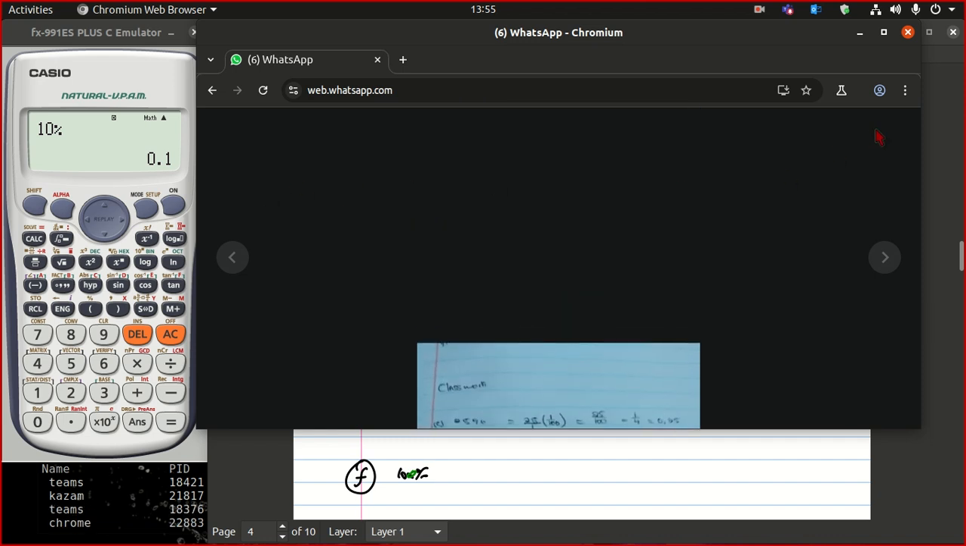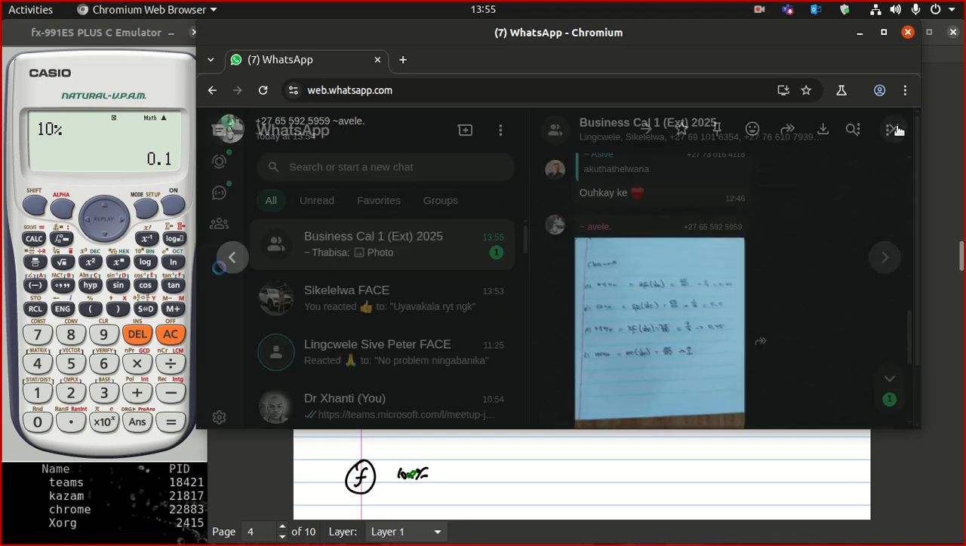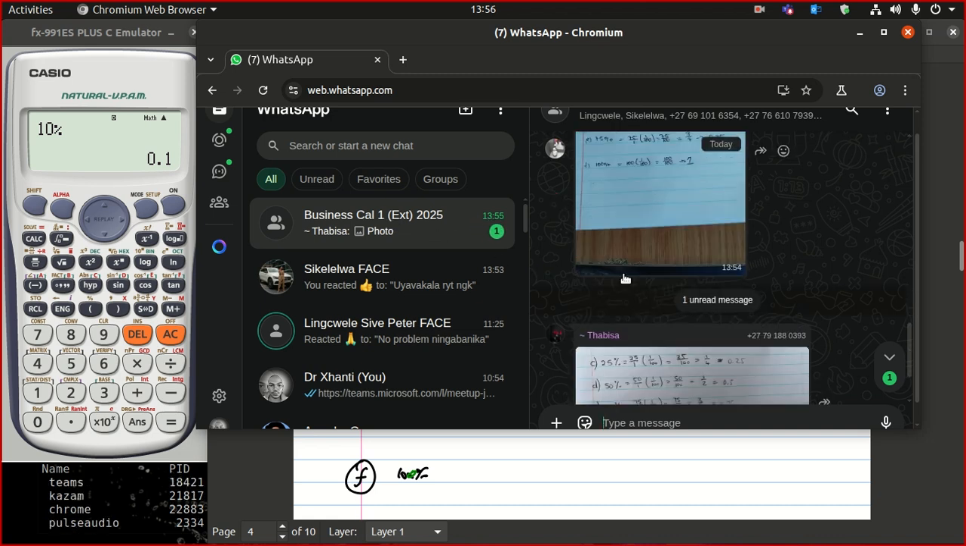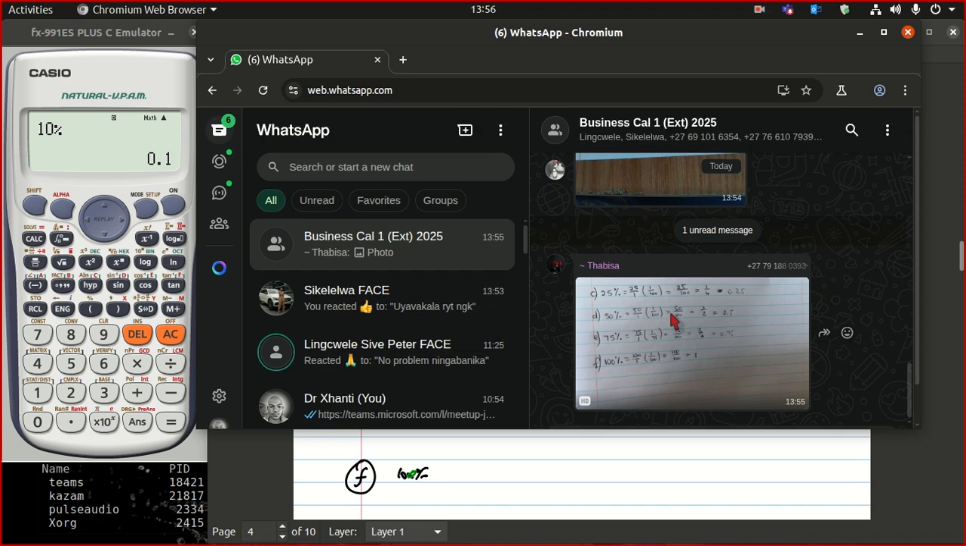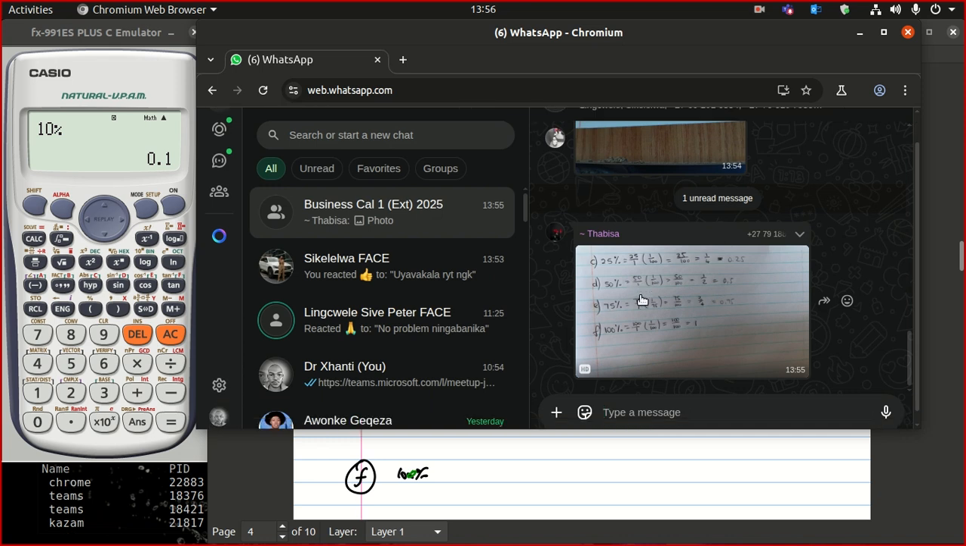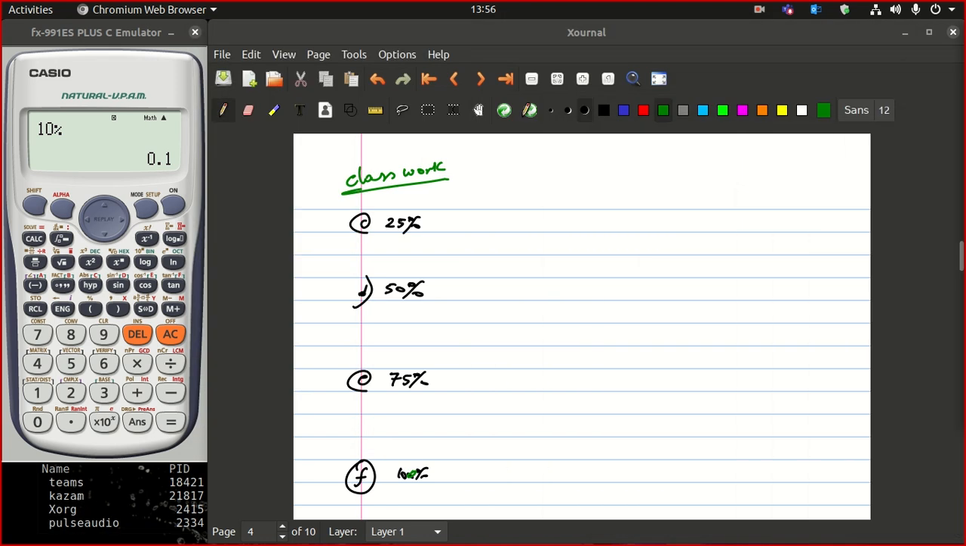I think this one is 100% correct from Avele. This one is 100% correct. I think we can move on now because someone has sent the solution. And also Tabisa, let me look into it. 25 is this, and that is correct. This one is correct, and all of them are correct. So I think we are good to go. Thank you, guys. Let's now move to what is important here.